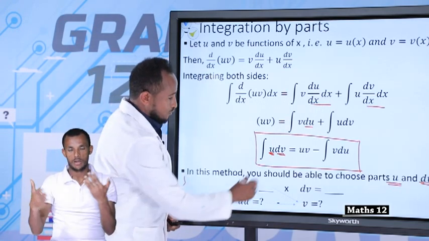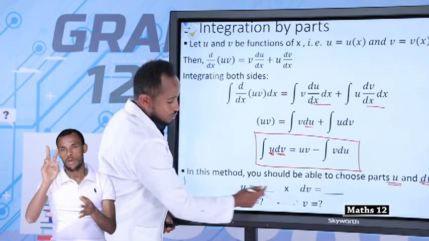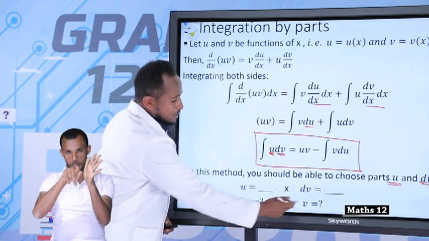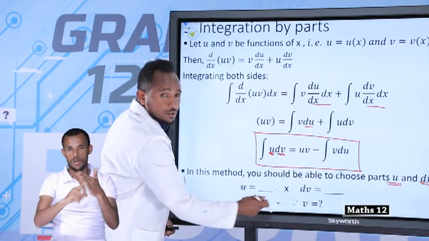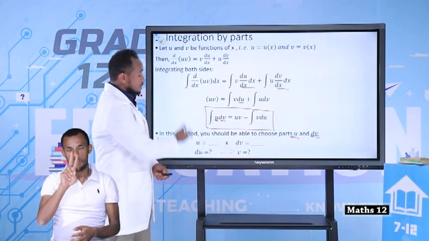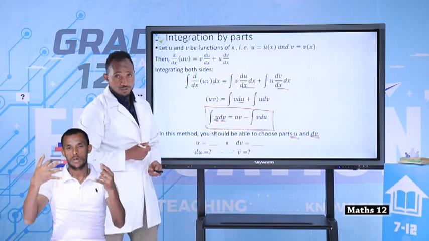The integration of the original expression, u dv, will be the product of the two, u and v, minus the integral of v times du. So this is the formula to apply the technique of integration by parts.